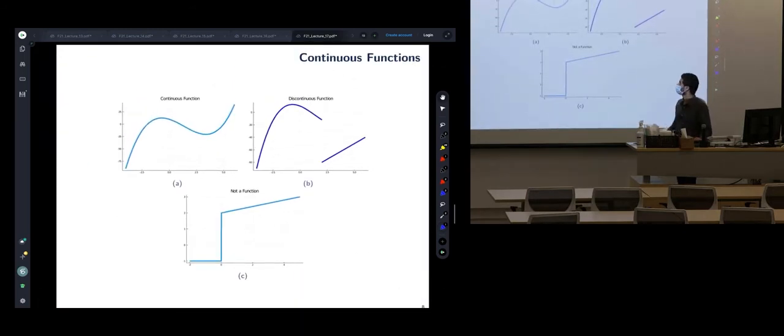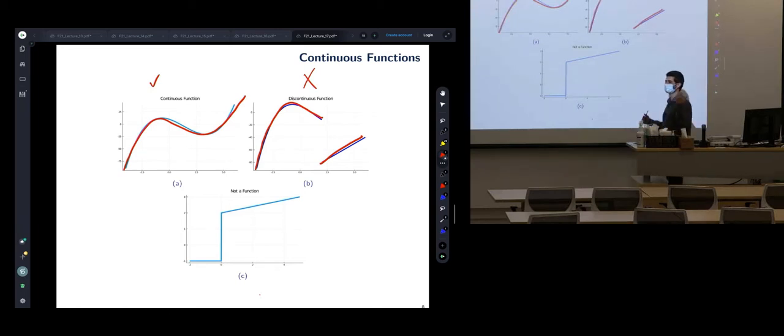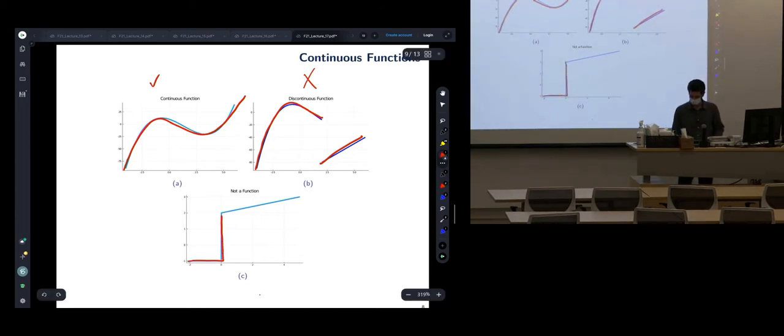Some examples. The first function here is continuous, because I can just start from here and draw it. This one is not, because I need to lift my pen and continue. What about the third one? An opportunity for you to chime in. What about the third one? I can continue without lifting my pen. Is this continuous?